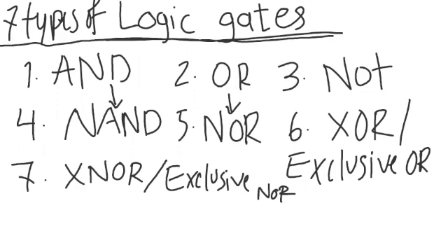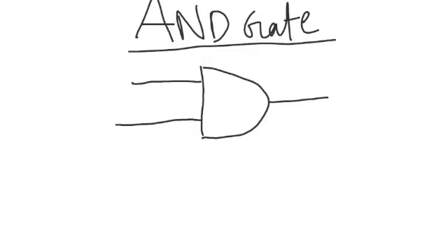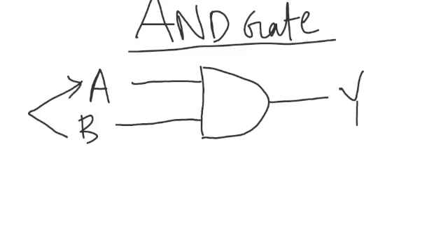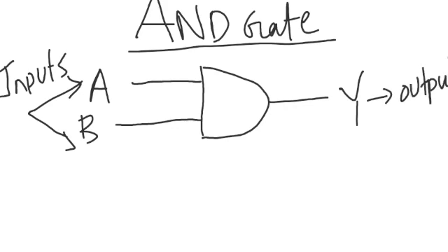Now I'm gonna briefly talk about these 7 logic gates. The first one is the AND gate, right? Now I'm gonna show how the AND gate looks like. This AND gate has 2 inputs, which are A and B, and 1 output, which is Y. So these 2 are inputs, and this is the output. That's it for the AND gate.